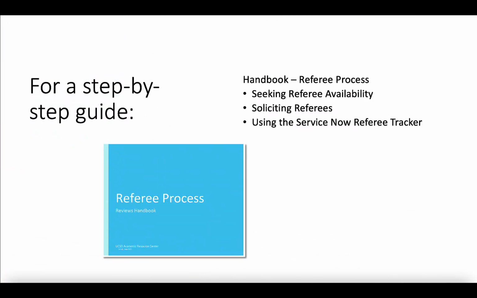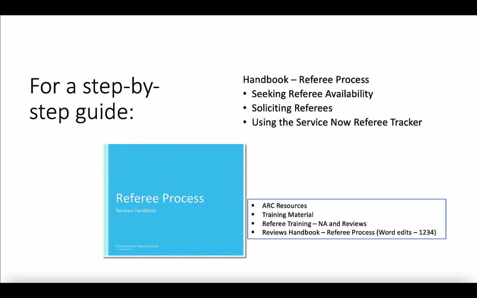However, for a step-by-step guide, it's available for your reference on all parts of the referee process, including how to solicit referees and how to use the ServiceNow referee tracker. Just follow the folders listed in the box on the bottom right hand of your screen. The document has been locked, but this is just to avoid accidents. To make edits, you can unprotect it using that super secret password you see there, which is 1234.